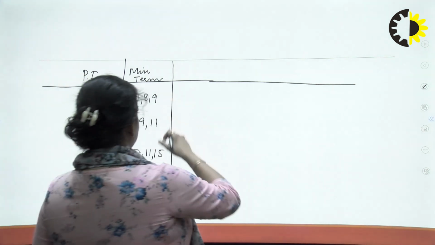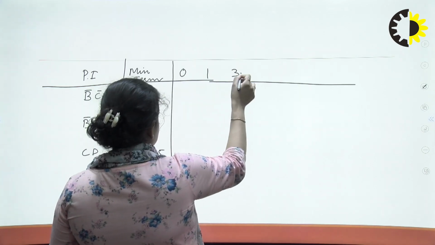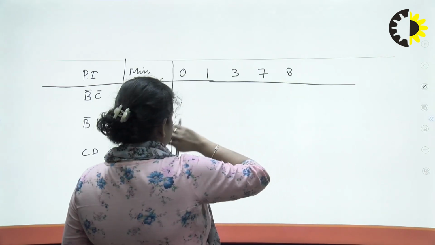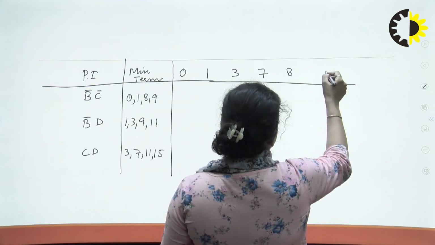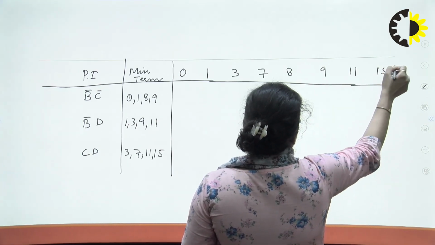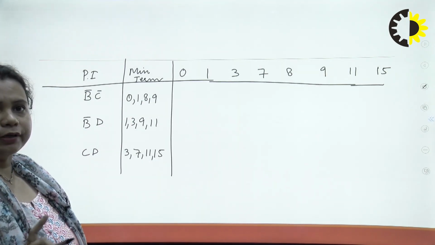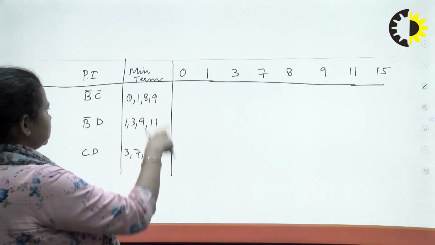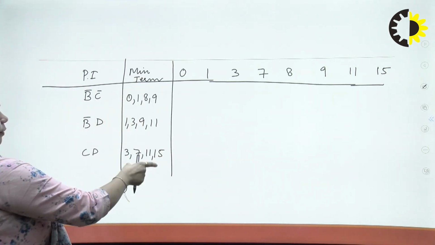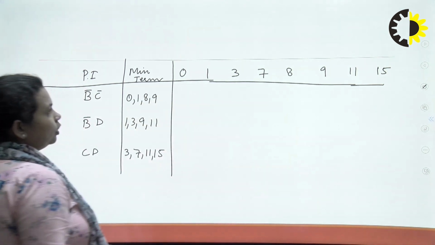Here you will be writing all min-terms that are given in the question: 0, 1, 3, 7, 8, 9, 11 and 15. So this table, I think this is clear to you. These are the PIs, and these are the min-terms which have contributed to these PIs. Then here are all the min-terms from the question.